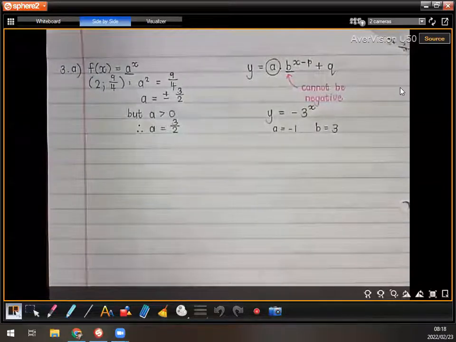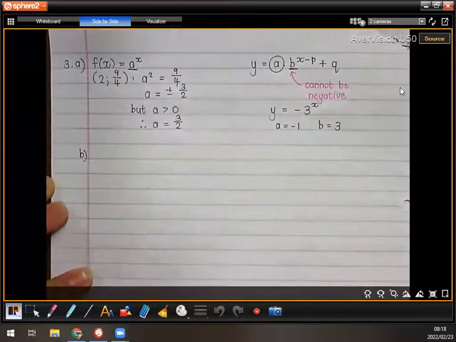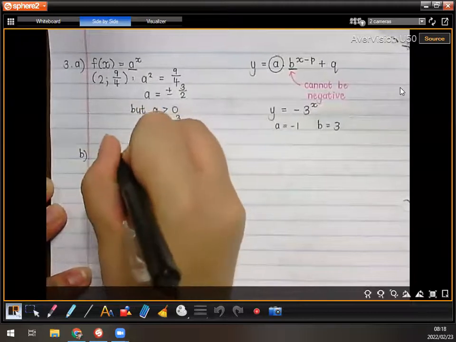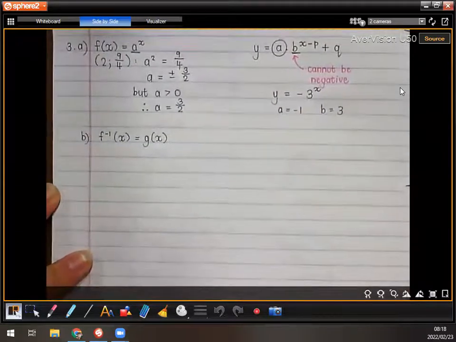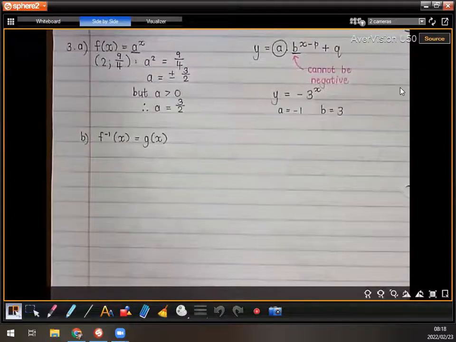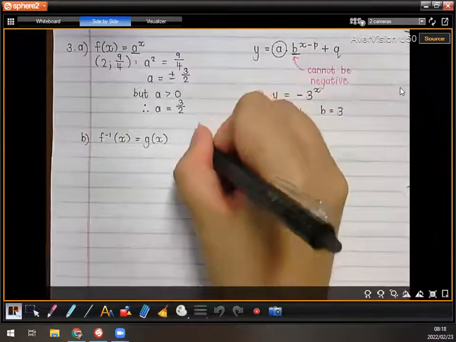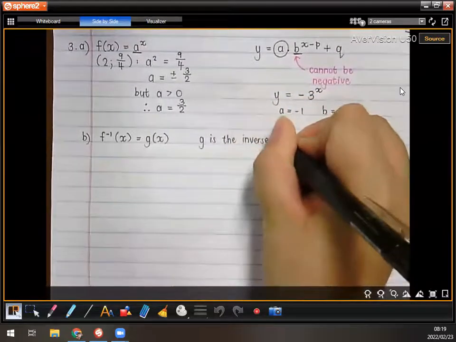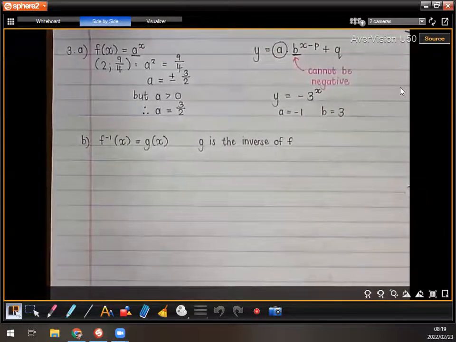So there are lots of little things that we need to remember. All right, B. Determine the equation defining g if, and this is what they're telling us, f to the negative 1 of x is equal to g of x. Now, what does that mean, guys? They're telling us that g is the inverse of f. That's what they're telling us, stating that. So we could see it on the graph, but now they're just telling us that it is correct.